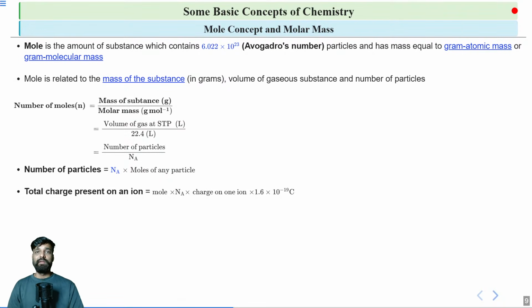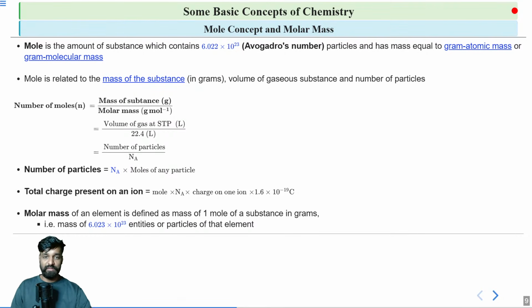Suppose you are given the number of moles for a given ion. So suppose 2 moles of ion is given. How do you calculate the total charge present? It is very simple. Just multiply the number of moles with the Avogadro number, then multiply it with the charge of one ion, and then with 1.6 into 10 to the power minus 19 coulomb. So this will give you your charge in terms of coulomb.